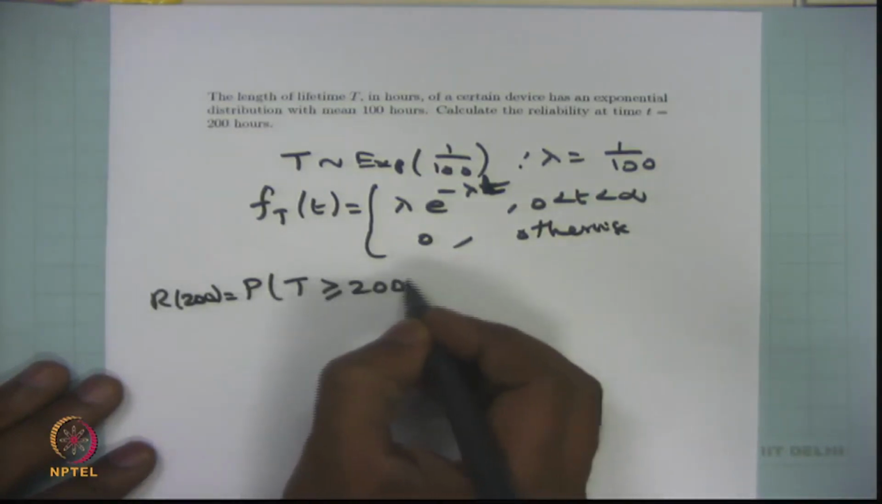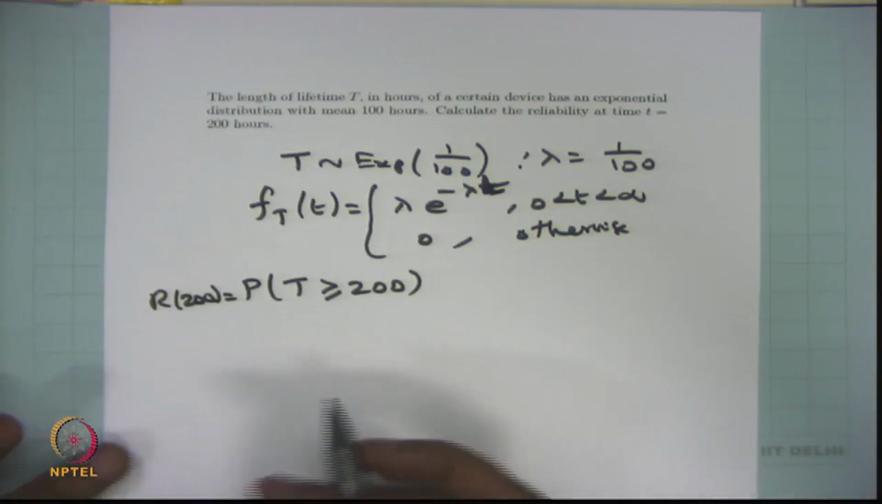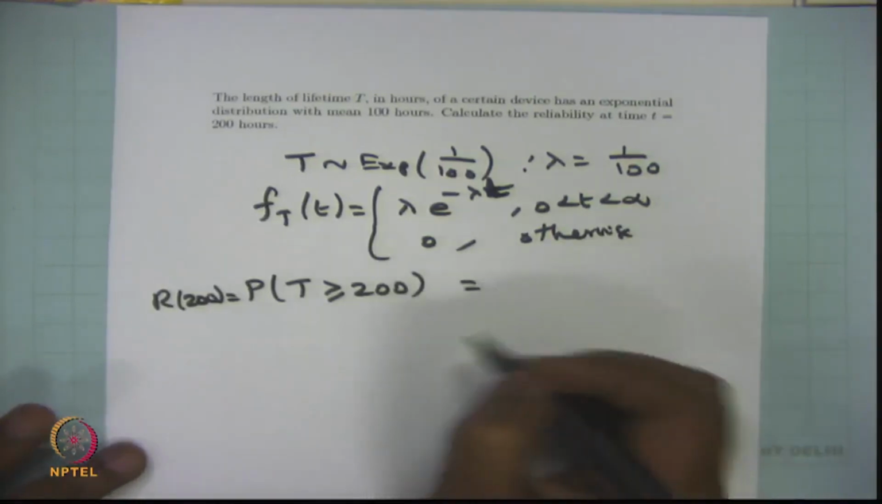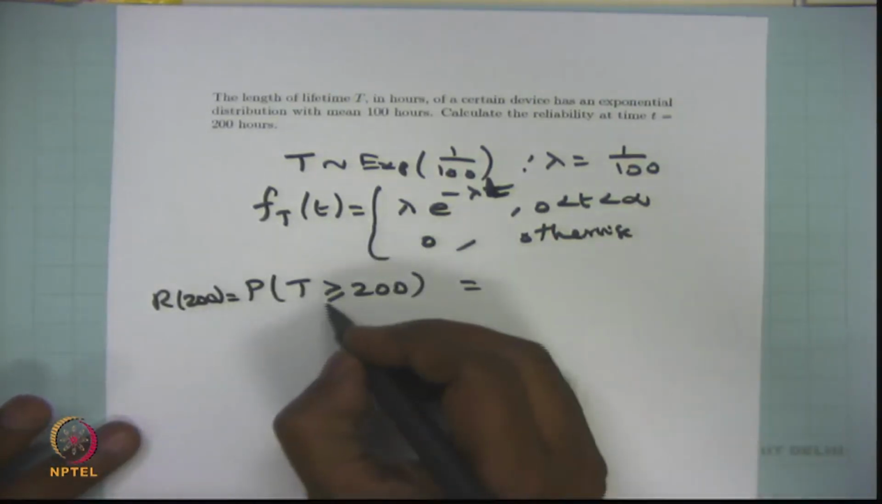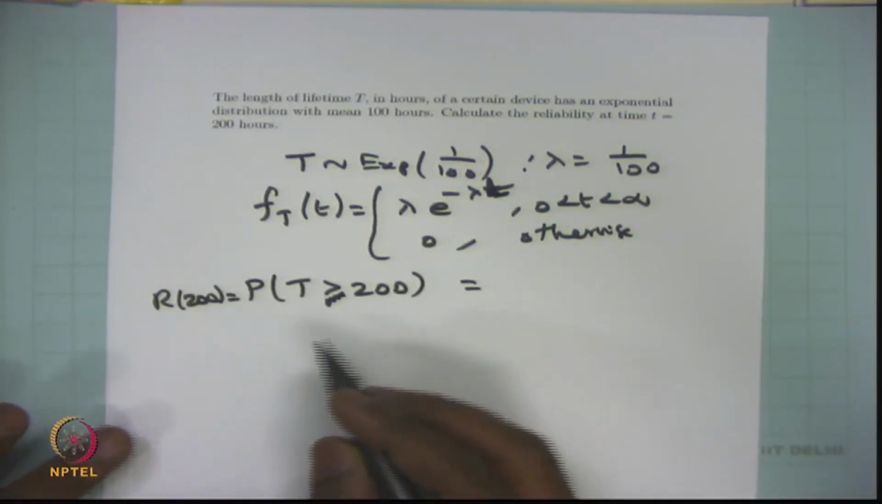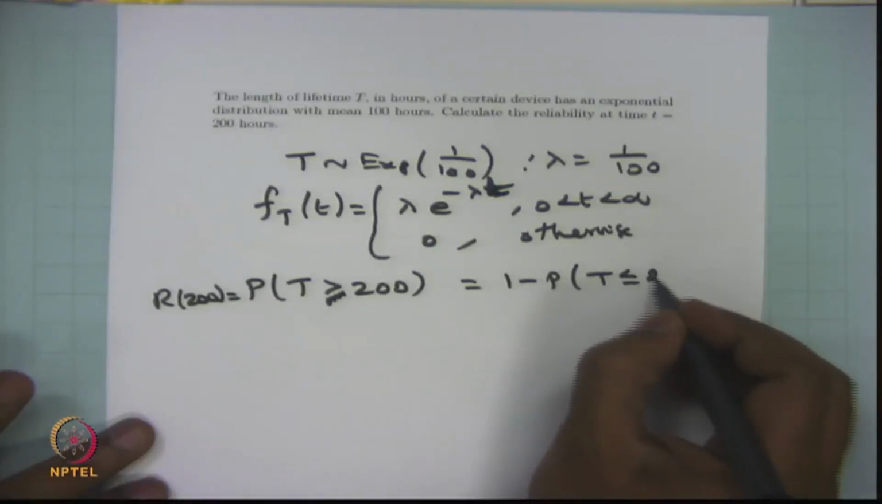more than 200 hours. The reliability at 200 is the same as the probability that the lifetime of this device is going to be greater than 200. It is a continuous random variable, so whether you write greater than or equal to does not matter, but the reliability is defined as the probability that the lifetime is going to be more than that time. So, this is the same as 1 minus the probability that T is less than or equal to 200.